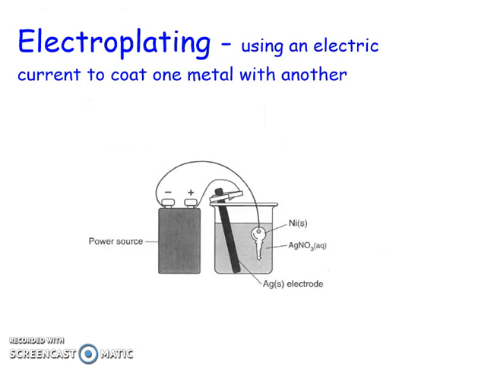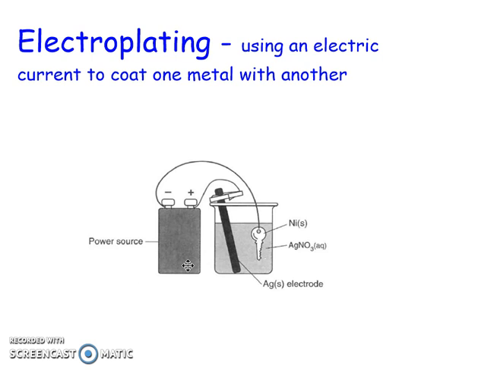The other thing that I can do with an electrolytic cell is electroplate something. So that's using the electric current to coat one metal with another. So this setup here, we have a strip of silver and a key. The key, it says, is made out of nickel. It doesn't matter what metal makes up that key, as long as it's something that will conduct electricity, I can electroplate whatever metal I want to. So the purpose of this setup is to get silver metal on top of the key.